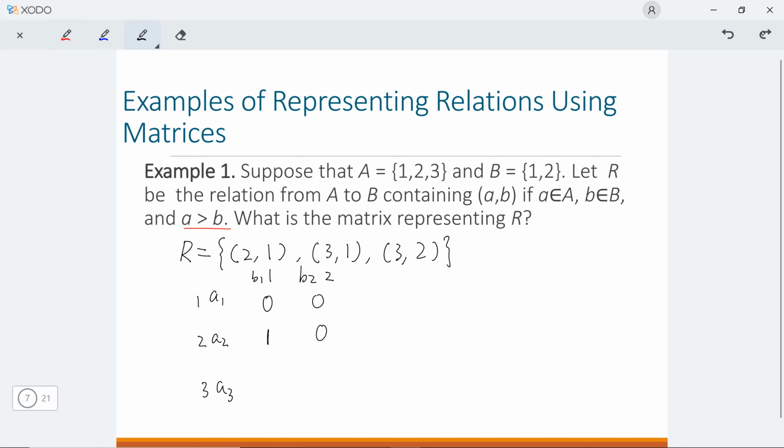So now A3 as 3 and B1 as 1. Is 3, 1 in our relation? Yes, 3, 1 is in the relation here. That means now we should have 1.